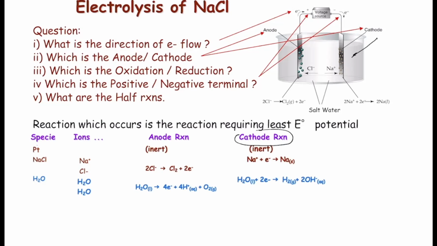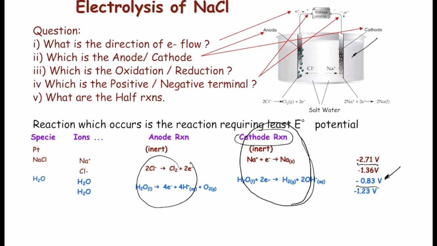Which one wins out? The one with the most positive potential, or the least negative. So let's take a look at that potential. These two are going to compete with each other at the cathode. One's at negative 2.71, the other one's negative 0.83. Which is the winner? 0.83, because that's the least negative. These two are going to compete at the anode. One is going to be minus 0.36, the other one's minus 1.23 volts. Which one's the winner? The one that is the least negative, negative 1.23 volts.